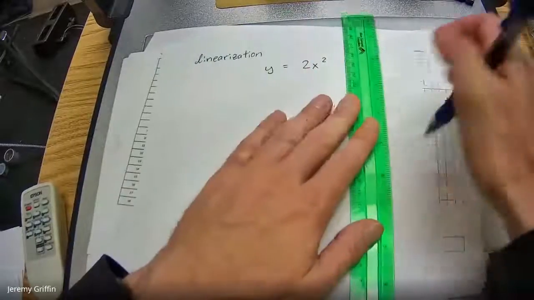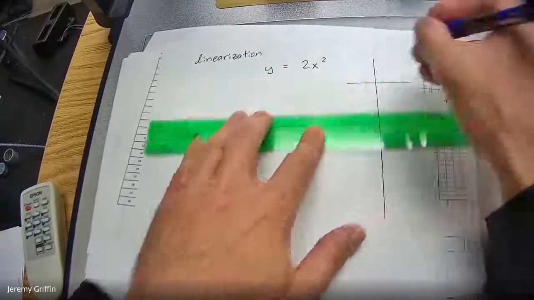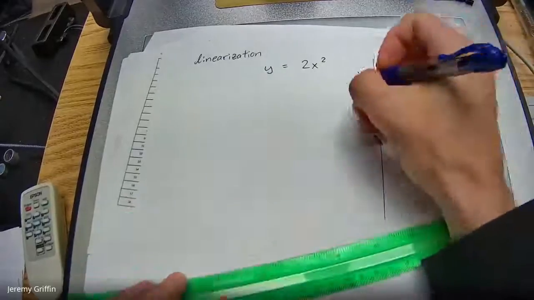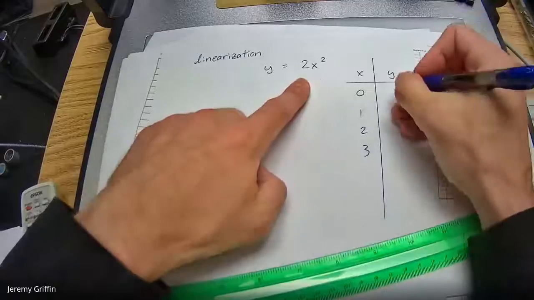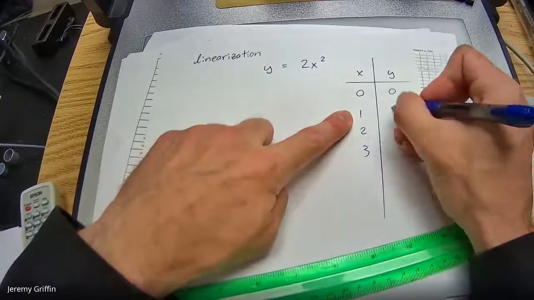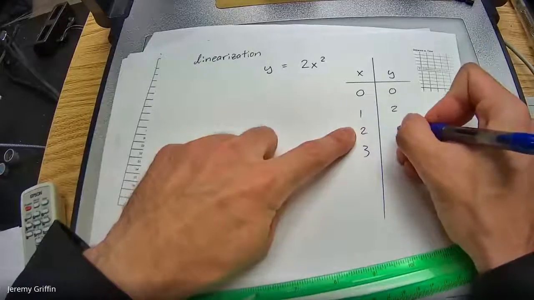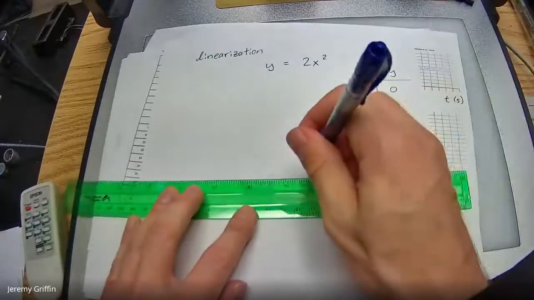If you were ever really unsure, you can always just make an XY table and figure it out. 0, 1, 2, 3. So y is 2x squared. So x squared would be 0 times 2 is 0. 1 squared is 1 times 2 is 2. 2 squared is 4 times 2 is 8. 3 squared is 9 times 2 is 18. Something like that. And you can plot a bunch of points.